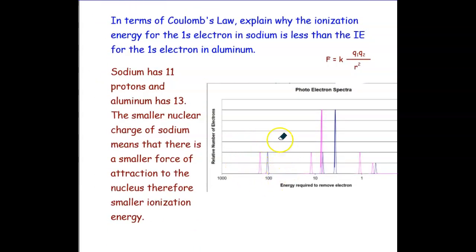If we look at the spectrum, we can see that the 1s electrons are highest in energy. And since sodium in blue has fewer protons, there is smaller nuclear charge, therefore a smaller force of attraction. This means less energy required to remove the electron.